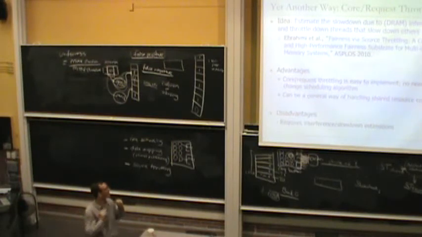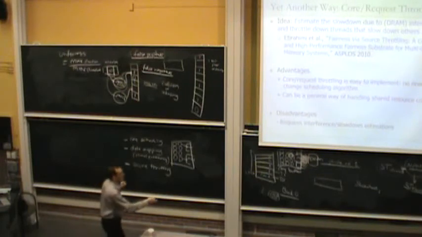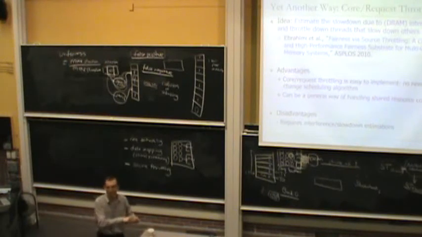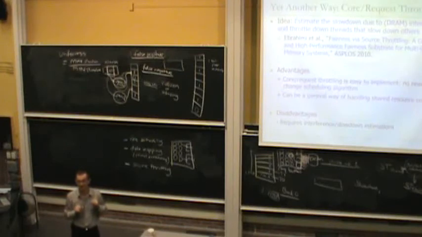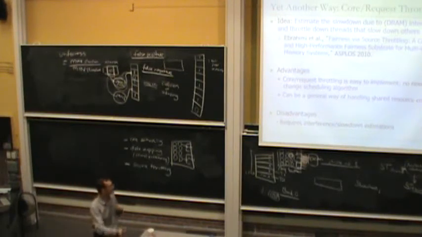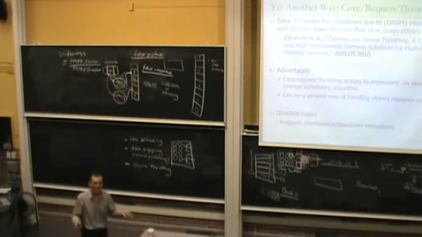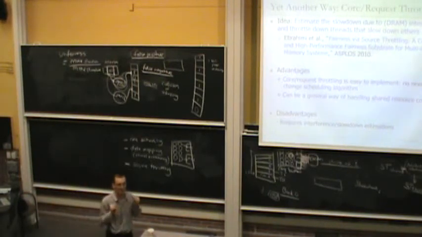Because let's say you figured out the thread that has been slowed down the most, in a manner that I described over here. You also need to figure out which thread is causing that problem. And if you have, let's say, 32 threads sharing the memory controller, now you need to keep track of which thread has caused the most interference to which other one. Because if you throttle a thread that has not caused interference to the thread that has been slowed down a lot, what did you do? You will not gain anything, but you will lose performance, because that thread was not the culprit.